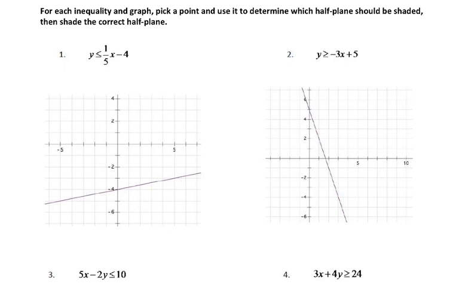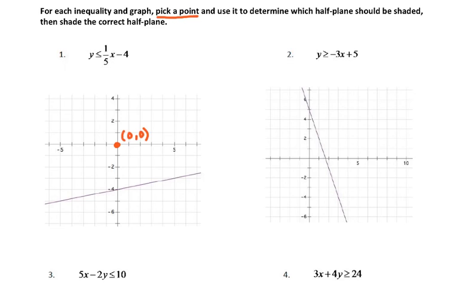So this is one approach you can use to help you figure out if you should shade above or below a given line. For each of these, we're going to pick a point, any point we want on the coordinate plane. But my hint to you is to pick a point that's easy to actually plug into your equation. For each of these on this page of notes, I'm going to use the point 0, 0, because that makes my life pretty easy.